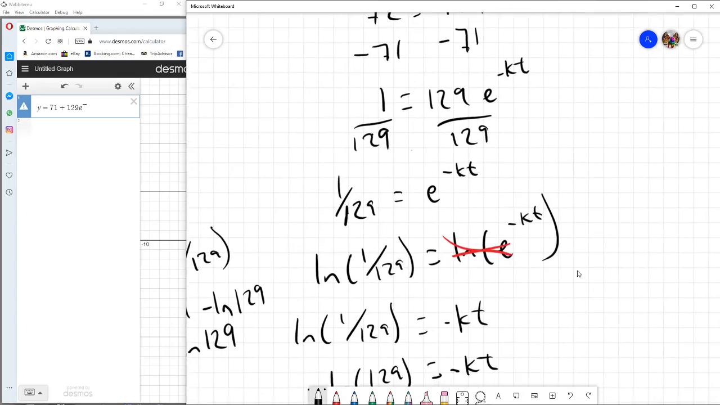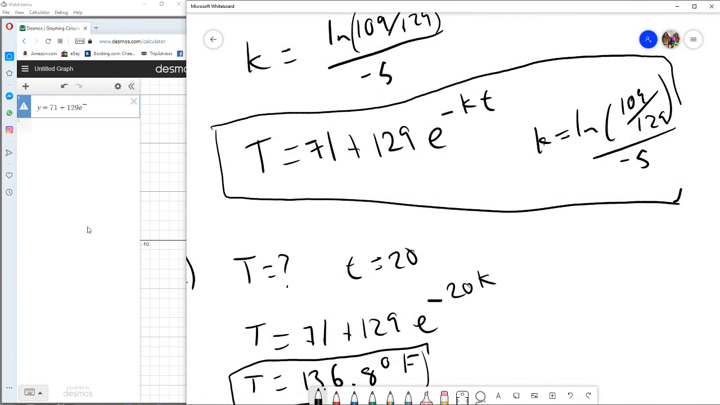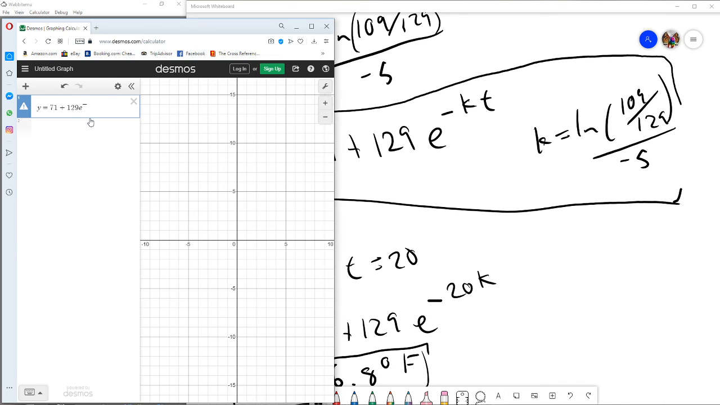let's remember what k was. Where is our k? Right there. Negative, let's say natural log of 109 divided by 129 times x. Alright. So in this case, I'm using y for our capital T, I'm using x for our little t. So we got everything plugged in.